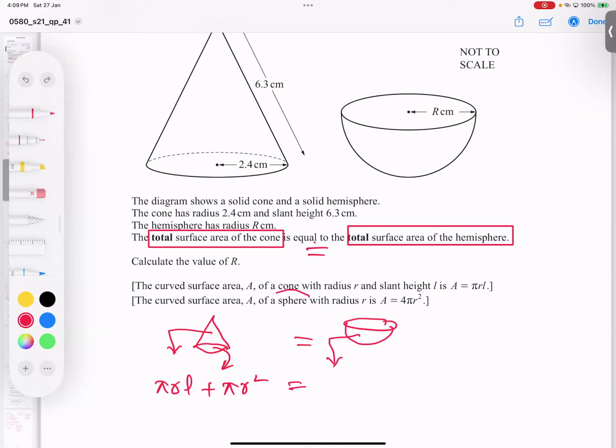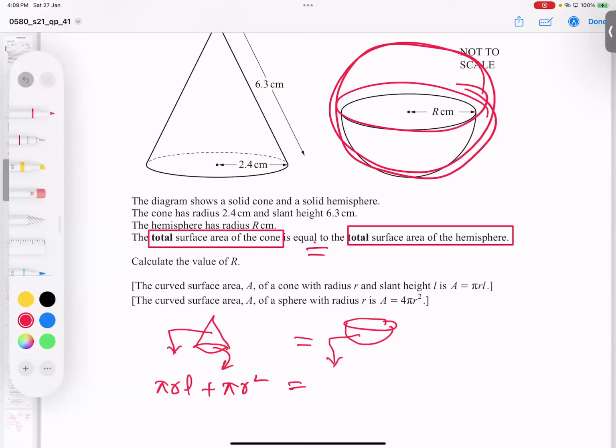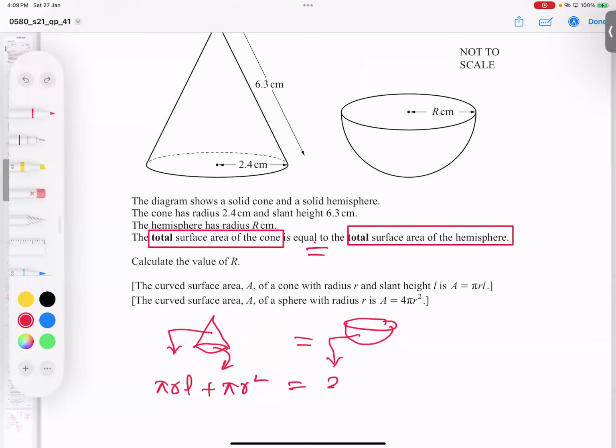When you talk about the hemisphere, students, the curved part is half of a full sphere. Look, he's very clever. The area of the sphere is 4 pi r squared, so for the hemisphere the curved part is 2 pi r squared, plus a circle area on the top, which is pi r squared.